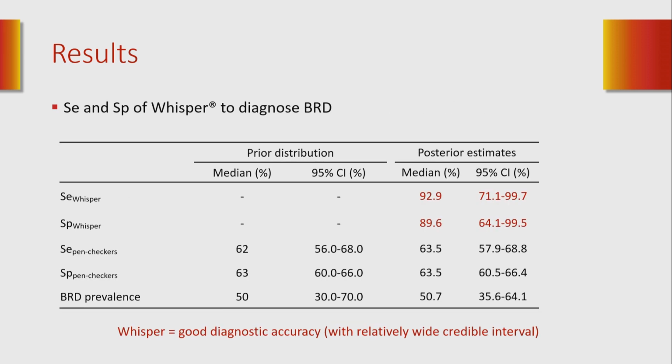The Bayesian latent class model showed that the whisper had a good diagnostic accuracy with wide credible interval. The sensitivity was determined to be 93%, but with wide credible interval ranging from 71 to 99, and the specificity was 90%, ranging from 64 to 99%. Compared to the whisper, pen checker had a lower sensitivity and specificity, 63.5%.